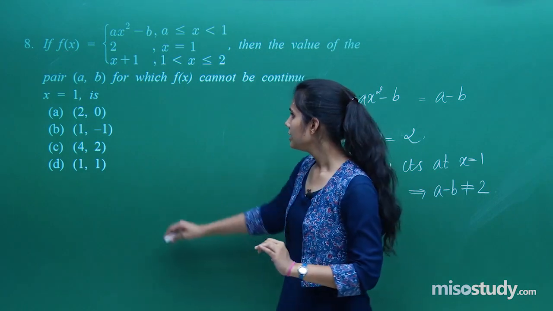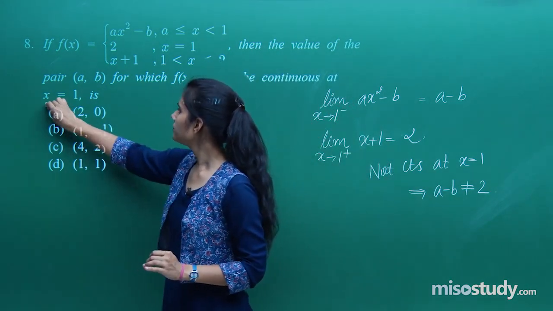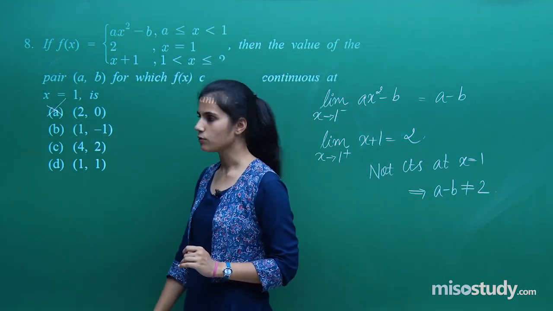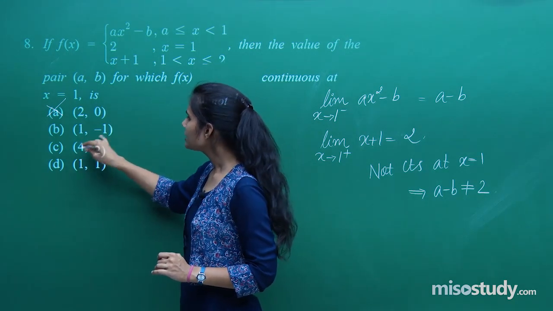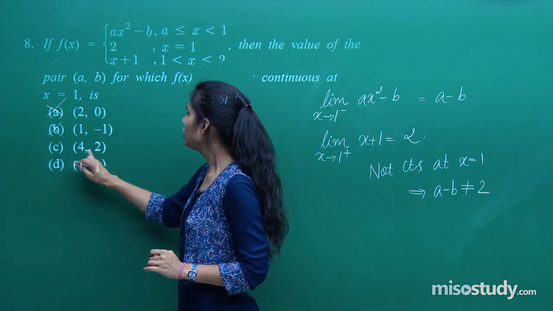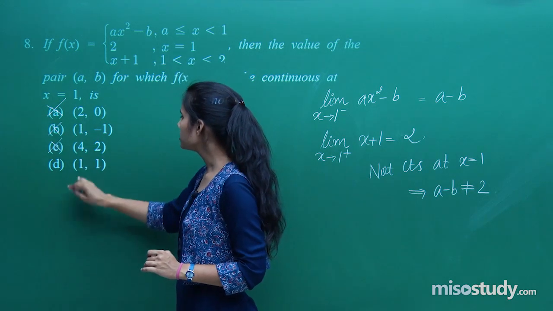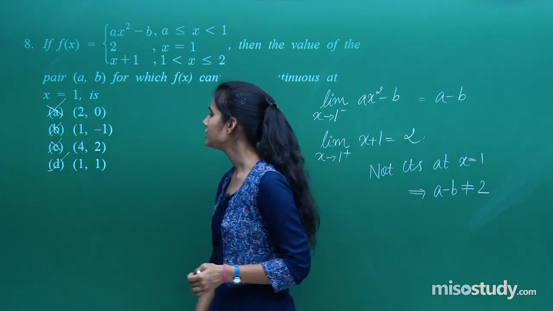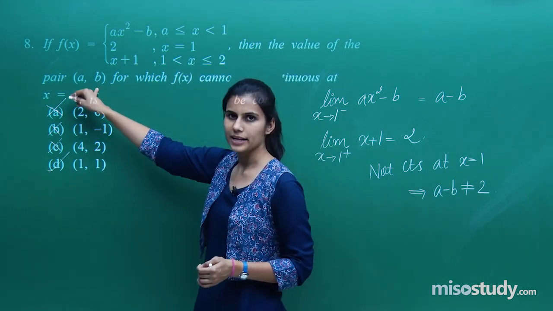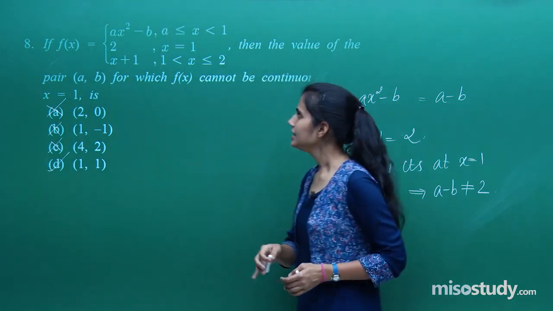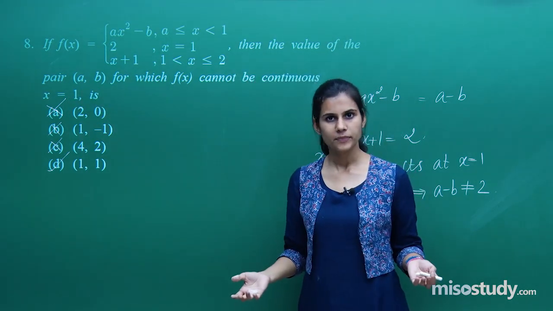So now 2 minus 0 is 2. For this it will be continuous at x equals 1. 1 minus minus 1, that is 2, again continuous. 4 minus 2 is 2, again continuous. 1 minus 1 is not equal to 2. It is for this value of the ordered pair (a, b) that this function is discontinuous at x equals 1. Right?